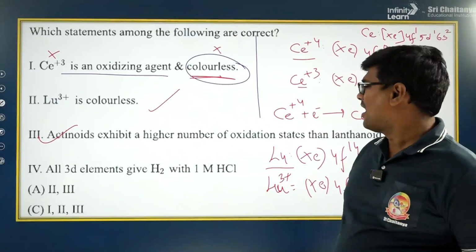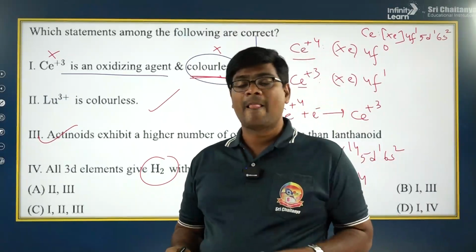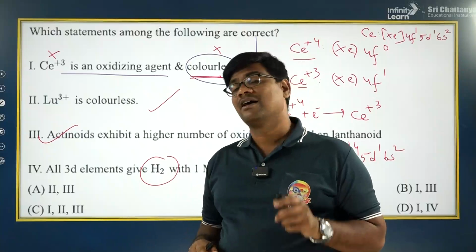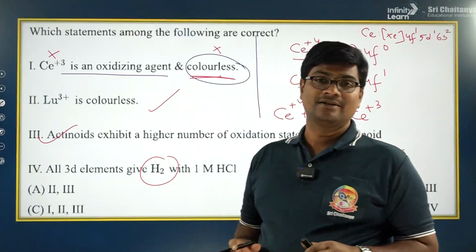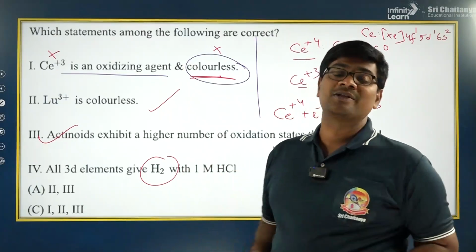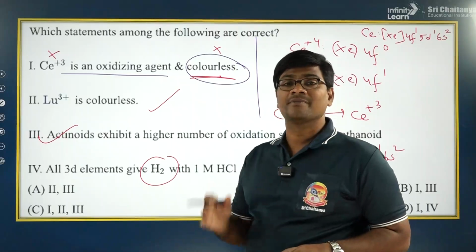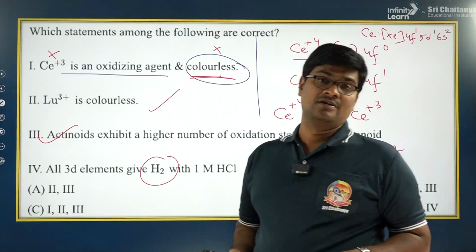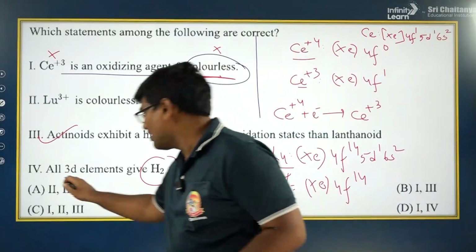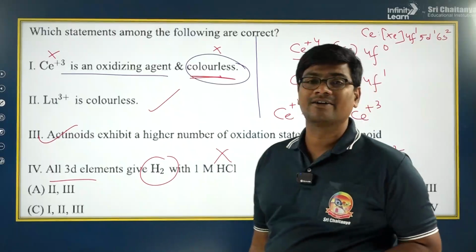All 3d elements give hydrogen with HCl. As we know, some of them are inactive elements, especially in 3d. What is the inactive element? A less electropositive element, that is copper. Copper having a positive SRP value cannot displace hydrogen from the acids or water. Along with copper, some other elements like mercury, platinum, gold, silver cannot liberate hydrogen. Here they have mentioned all 3d elements give hydrogen with 1 molar HCl, which is actually a wrong statement.